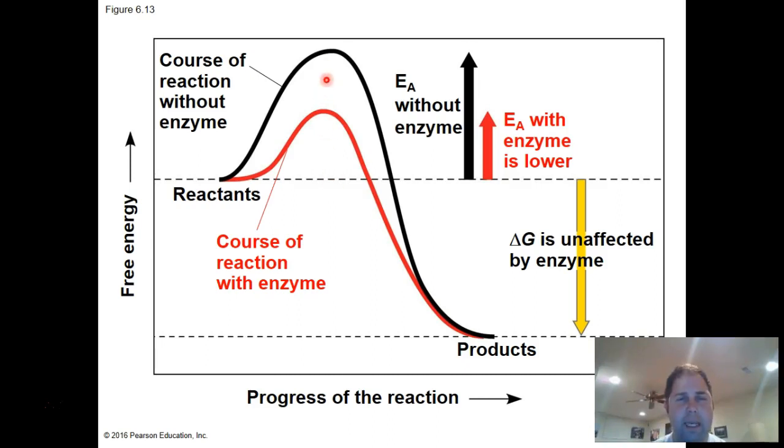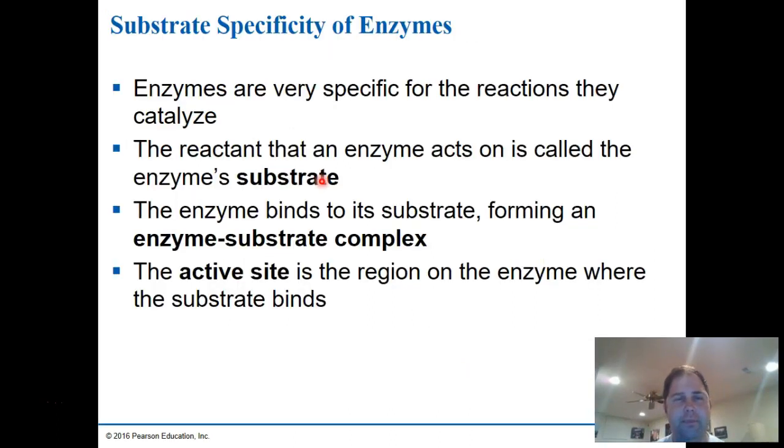So without the enzyme, we need to get to here. With the enzyme, we only need to get to here. It takes much less heat energy to start getting over this hump and to get over this hump, and consequently the reaction will occur more frequently. So the enzyme will speed up the rate of the reaction by lowering the activation energy.